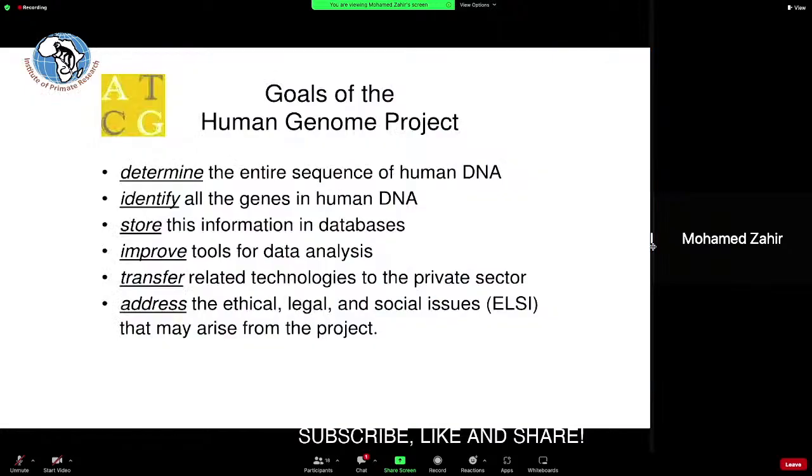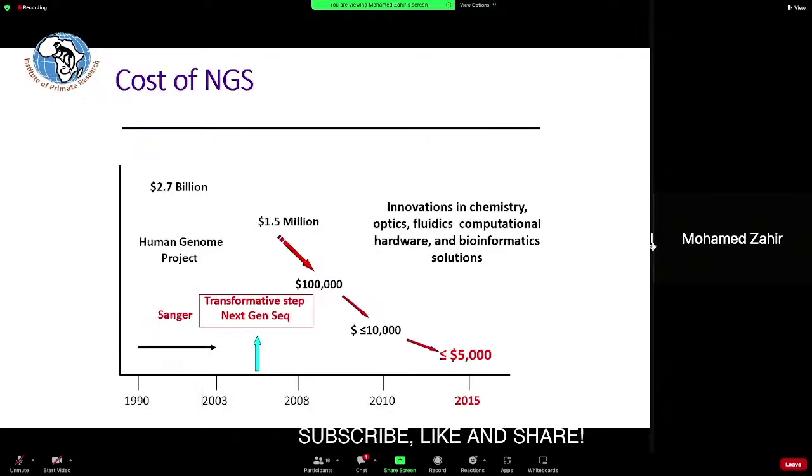So the goals of the Human Genome Project was really to determine the sequence of DNA. We wanted to identify the genes in the human DNA and store that information in databases such that we can have improved tools for analysis. And essentially, we also wanted to address the ethical, legal, and social issues that might arise from the project.